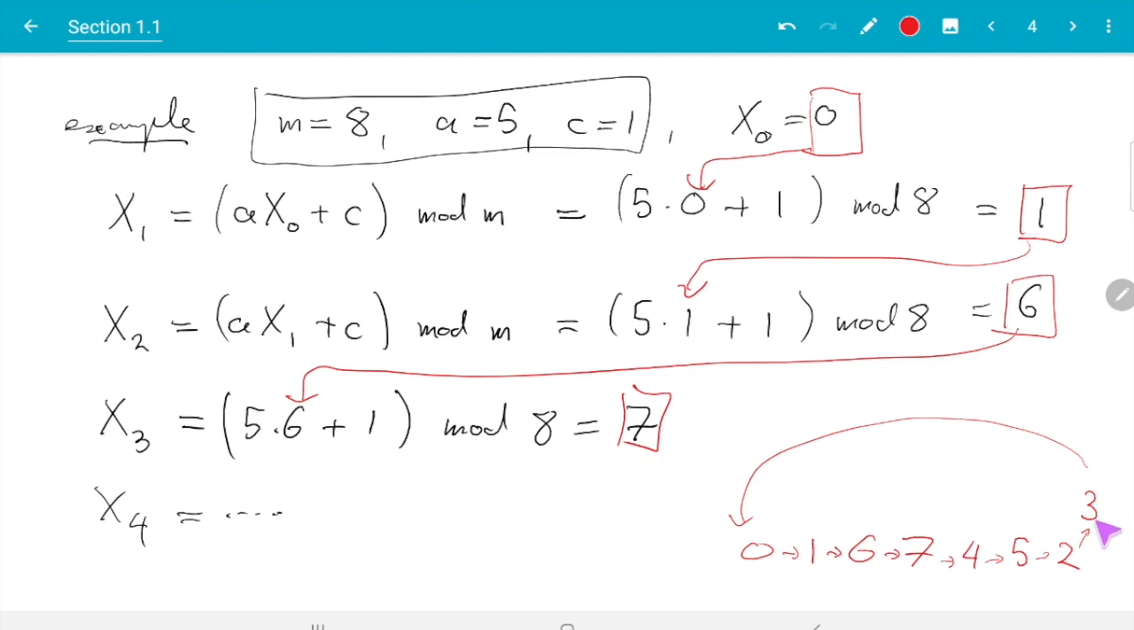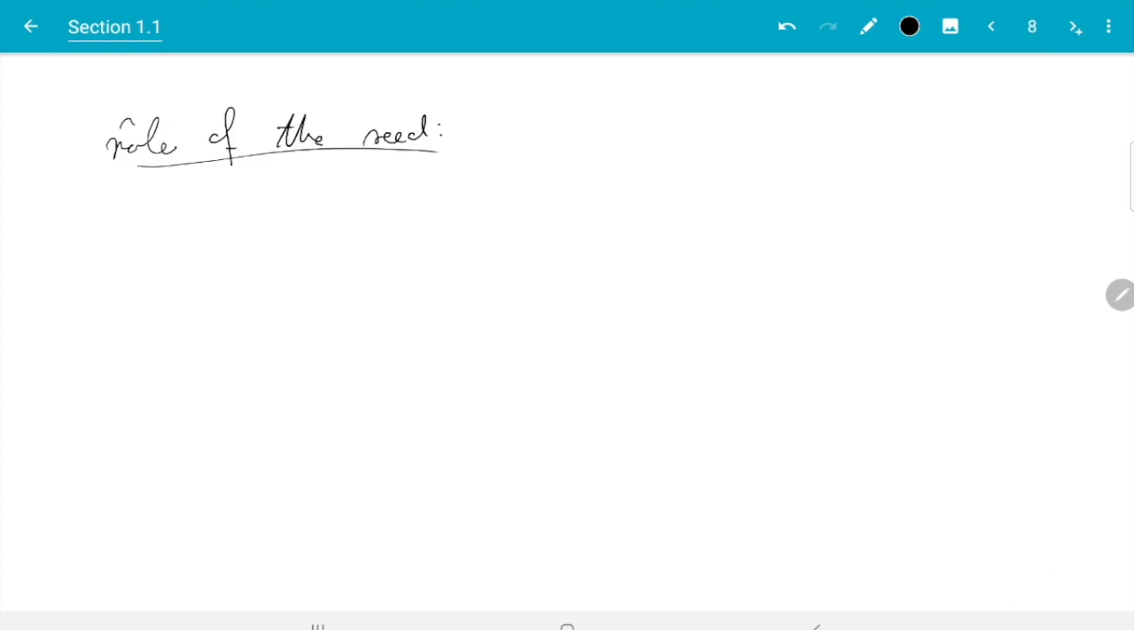And now the seed just says where do we start in the circle. So every time we say the seed is 0, we always get 0, 1, 6, 7, 4, 5, 2, 3. If we would say the seed is 4, then we would get the sequence 4, 5, 2, 3, 0, 1, and so on. And eventually it will hit itself. But we assume the period length is so large that we do not actually see the repetition. So what really happens is the seed just determines which of the possible output sequences of the pseudo-random number generator we get.